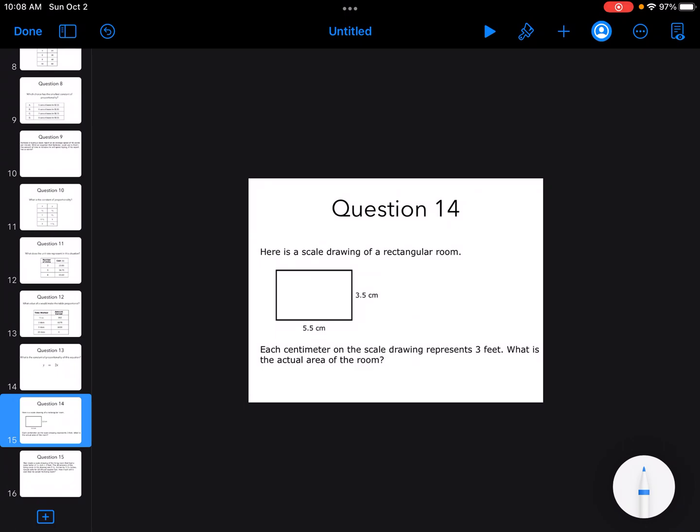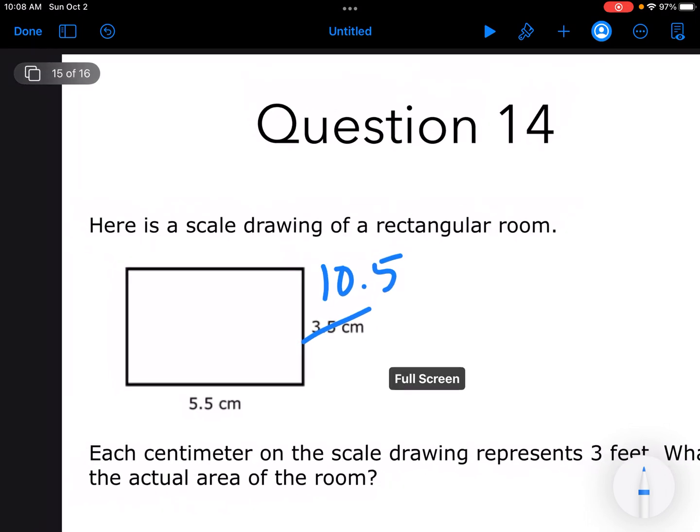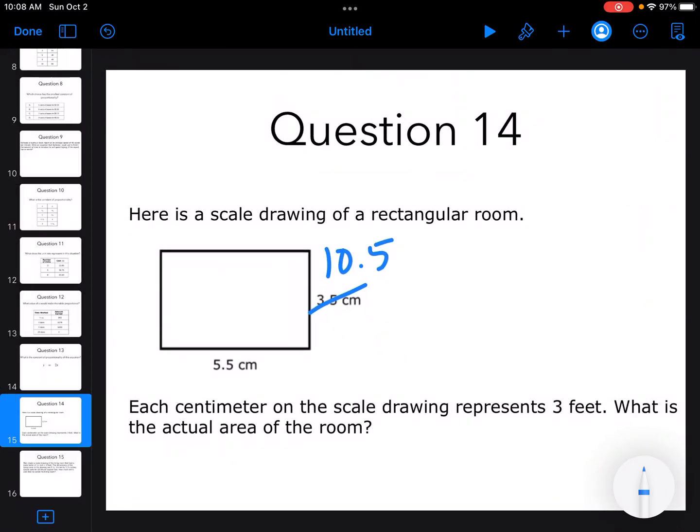Okay, so these are your review questions. Here's a scale drawing of a rectangular room. Each centimeter represents 3 feet. What is the actual area of the room? So the first thing I have to do is convert. So I'm going to multiply each of these by 3. So 3.5 times 3, I get 10.5 feet. Yep, feet.